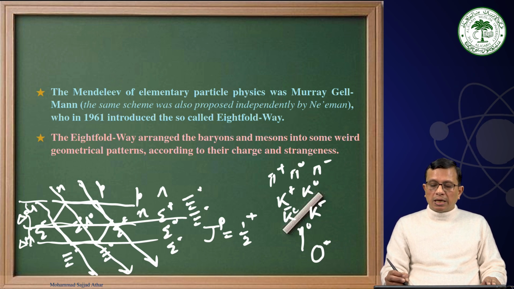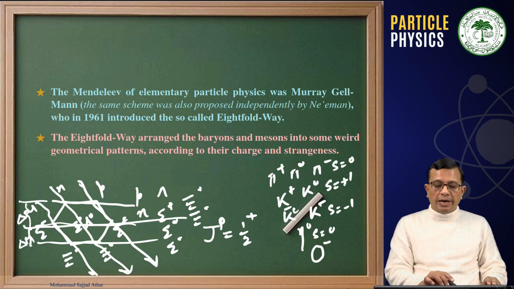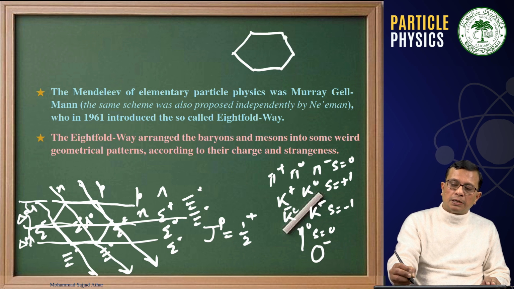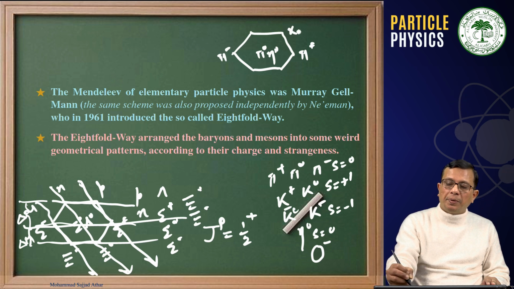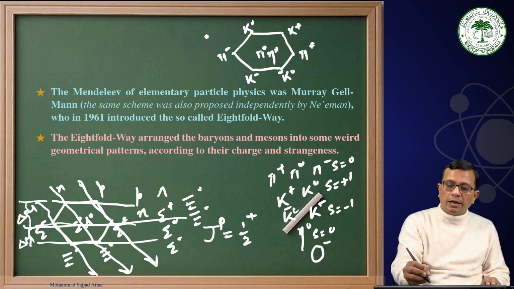Similarly, what was found is that this particle has strangeness plus 1, this particle has strangeness 0, this is minus 1, and this is also a strangeness 0 particle. Therefore, they placed pi plus, pi 0, eta 0 like this: pi plus, pi 0, eta 0, pi minus, K plus, K 0, K 0 bar, and K minus. All those particles lying here have strangeness plus 1, here strangeness 0, and here strangeness minus 1.